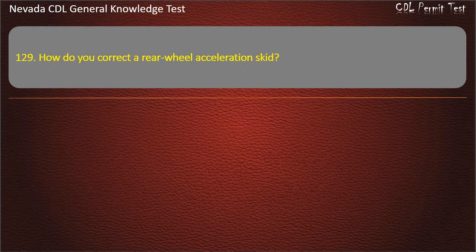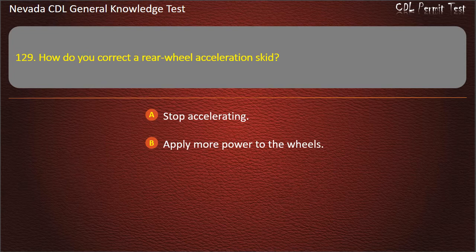Question 129. How do you correct rear wheel acceleration skid? Stop accelerating. Apply more power to the wheels. Counter steer the steering wheel. Answer. Stop accelerating.